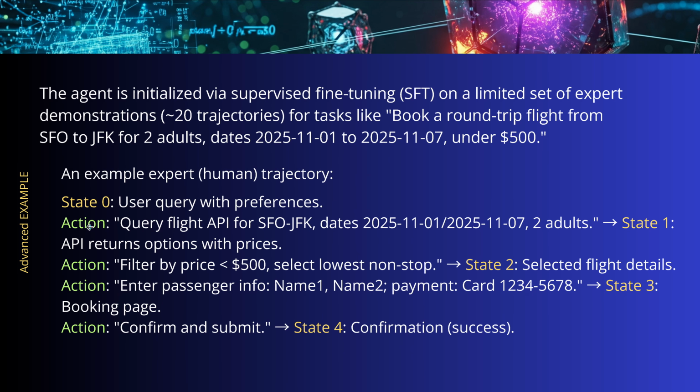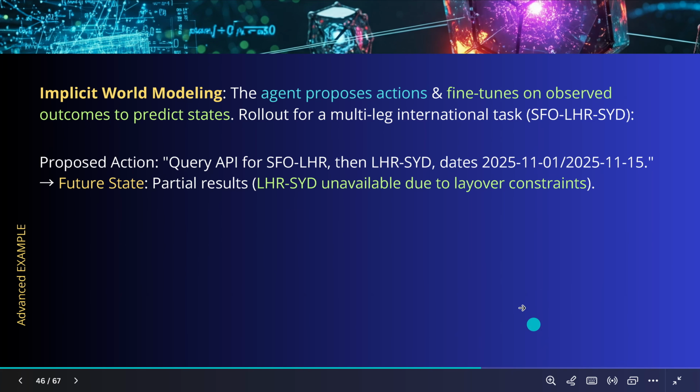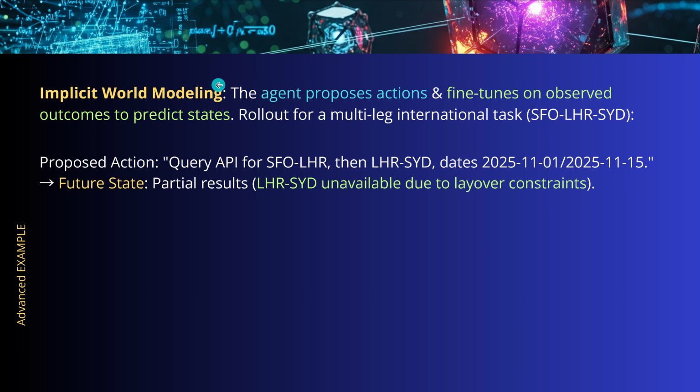AI takes an action, another action, filtered by price, another action, enter passenger information, name, payment card, whatever, booking page, action, confirm, submit, great. So you see, this is the sample trajectory. And now we do exactly the same. We have our implicit world modeling. The agent now proposes actions and fine-tunes on the observed outcomes to predict the states.